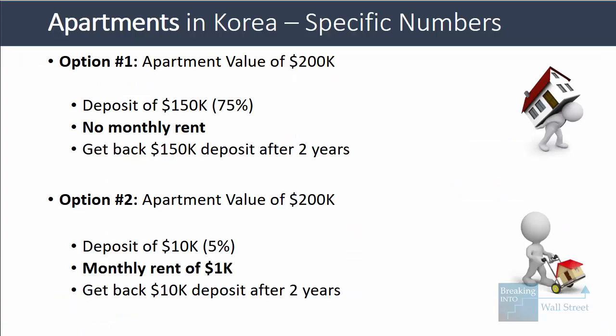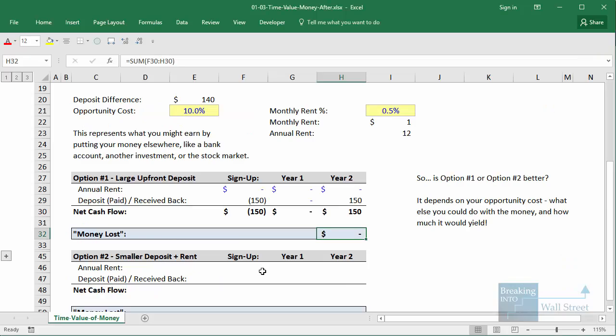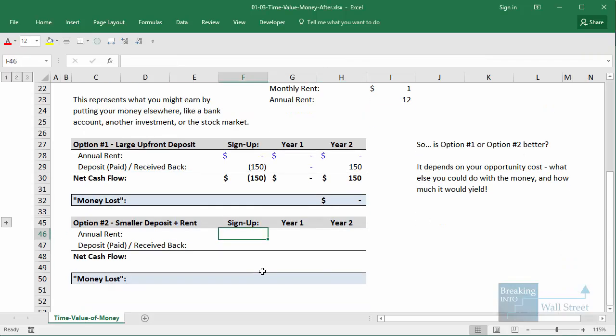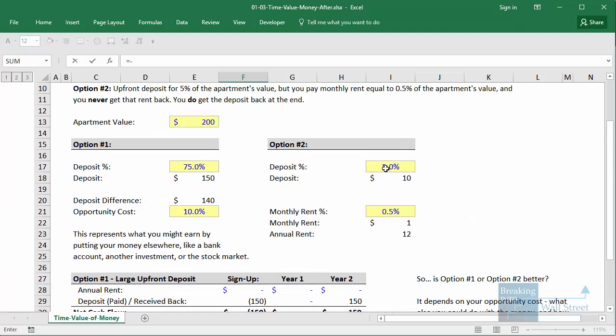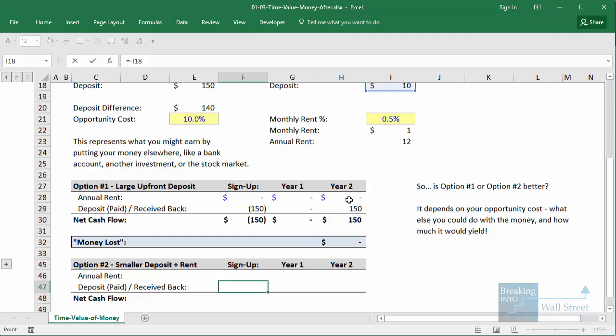Now with option number 2, the apartment value is still $200,000. The deposit is 5% of that, so $10,000. There's monthly rent of $1,000, and we get back that $10,000 deposit after 2 years. If we were to represent this in Excel, it would look like this. So the deposit paid here is much smaller. It would only be the $10,000 rather than the $150,000.